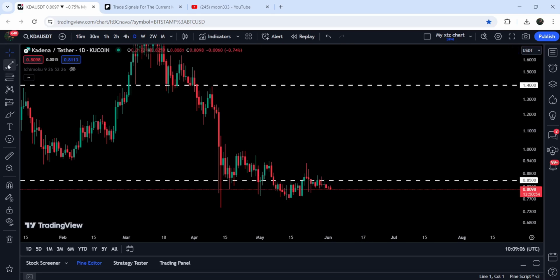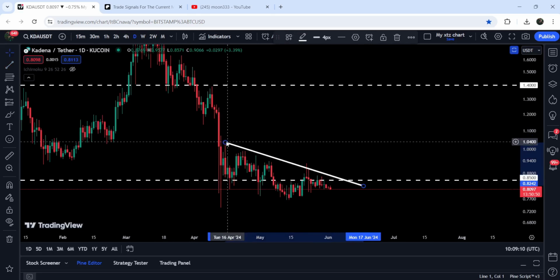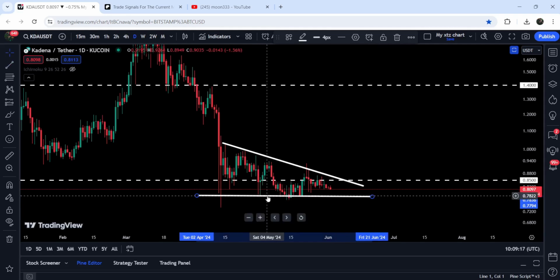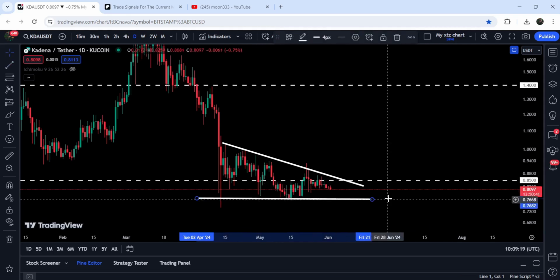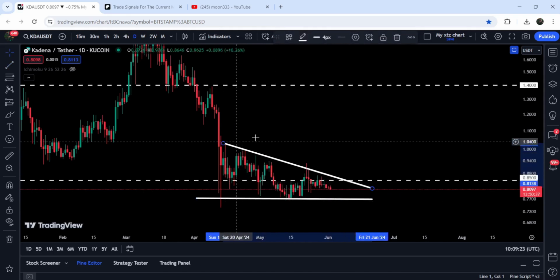Recently on a daily time frame chart, KDA has formed another descending triangle. You can see that we have this downtrend and resistance of this triangle and this horizontal support, and the price line is now quite squeezed. The movement of the price is quite squeezed inside the support and resistance, and soon it can break this pattern.